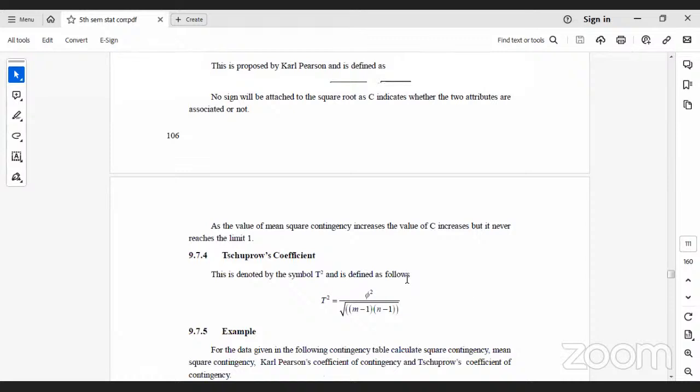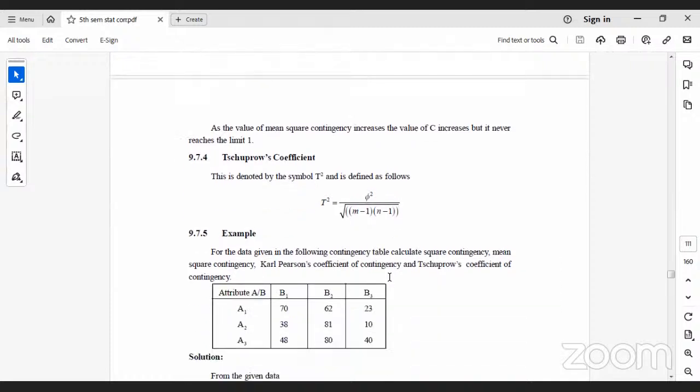This is the theory part. Tschuprow's coefficient, that is T square, is equal to phi square by the square root of (m minus 1) and (n minus 1). Here m is the number of rows and n is the number of columns. That is what we are writing as Tschuprow's coefficient.